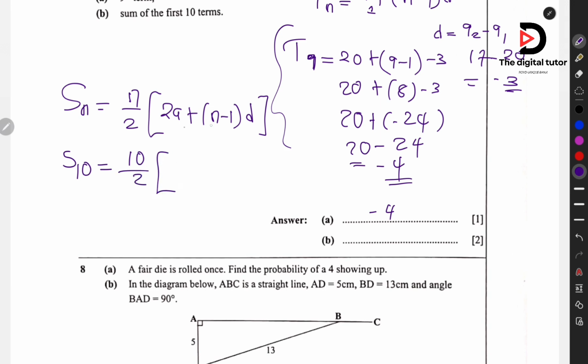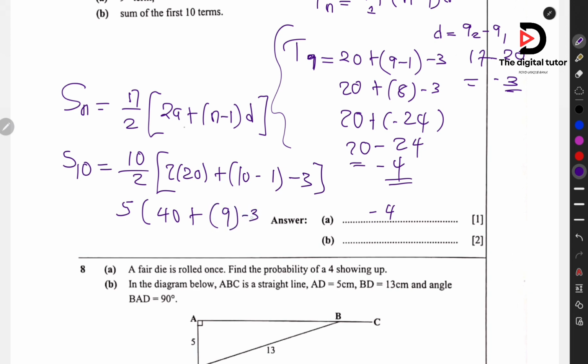Okay, so the first term, as we know, is 20. So 2 multiplied by 20 plus the term that we are finding, which is 10 minus 1, and the common difference is negative 3. So now this is 5 multiplied by 40 plus the whole of that, 9 multiplied by negative 3. So what are we going to have? We have 5, then of course here we have 40 minus, this is going to be negative 27.